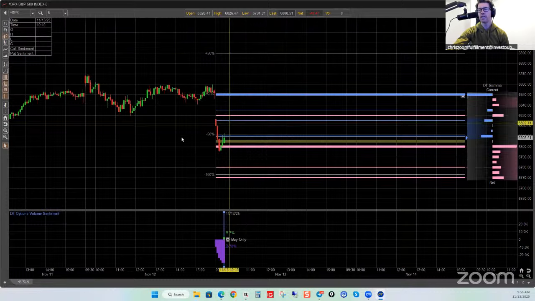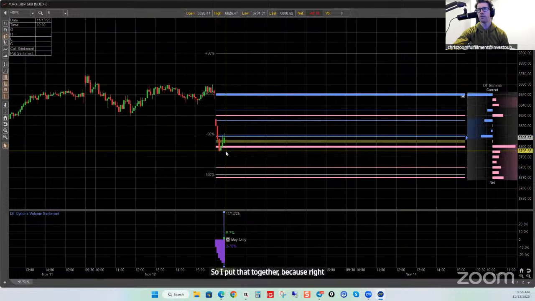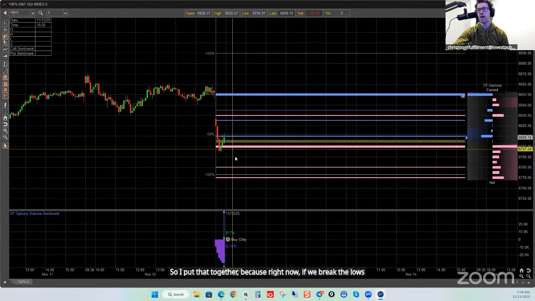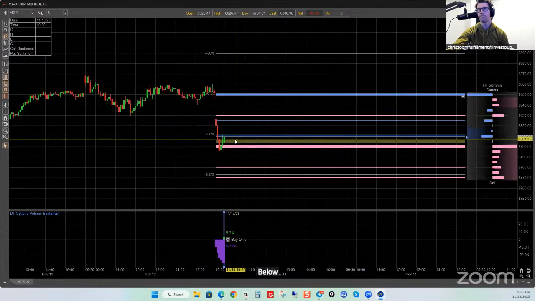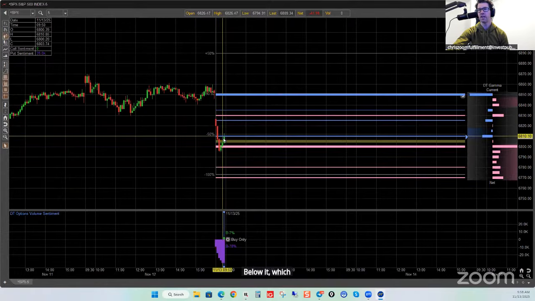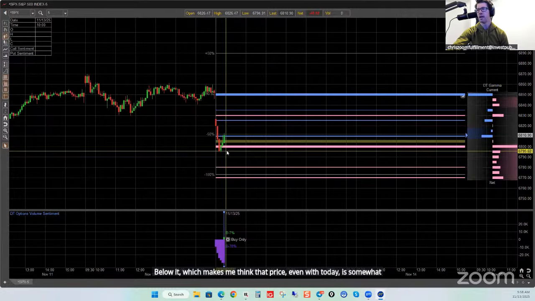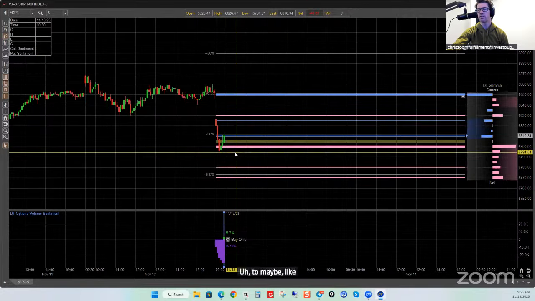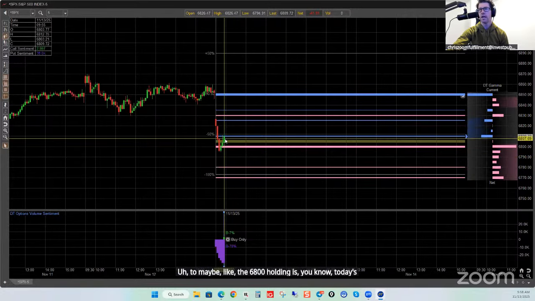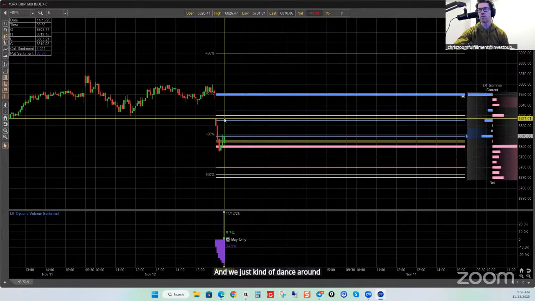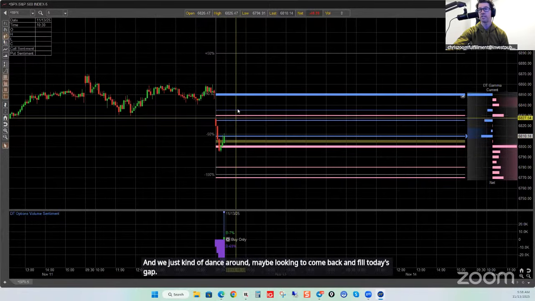So I put that together because right now, if we break the lows, there's not much below it, which makes me think that price, even with today, is somewhat contained to maybe like the 6,800 holding as today's support, and we just kind of dance around, maybe looking to come back and fill today's gap, whether that's later today or tomorrow.